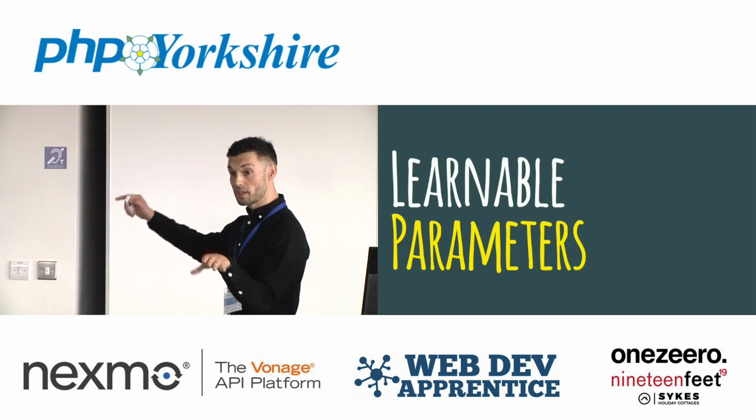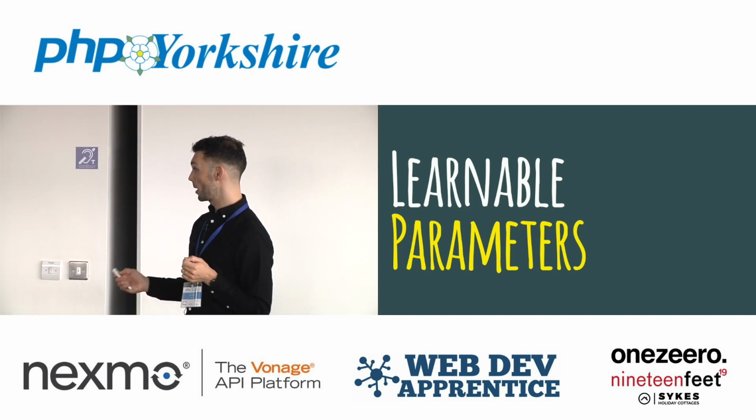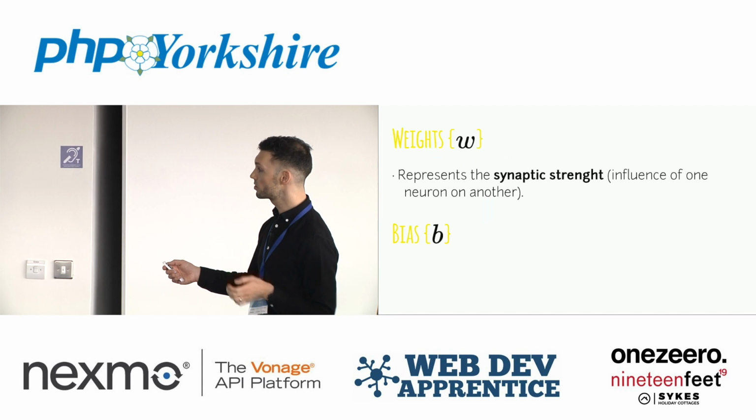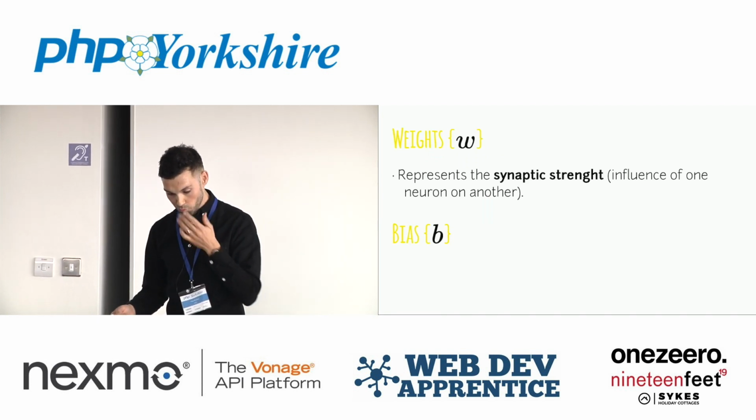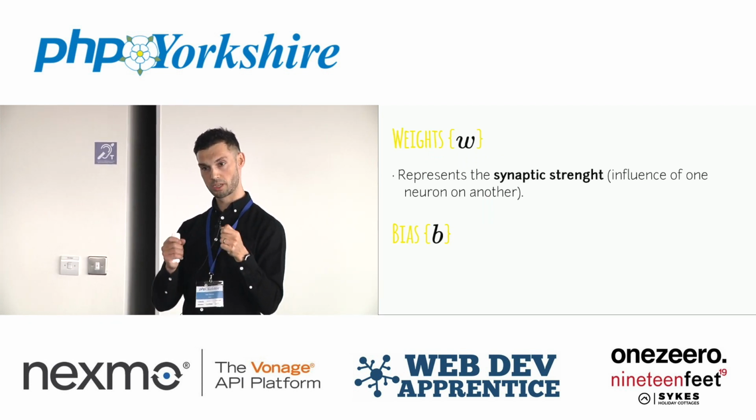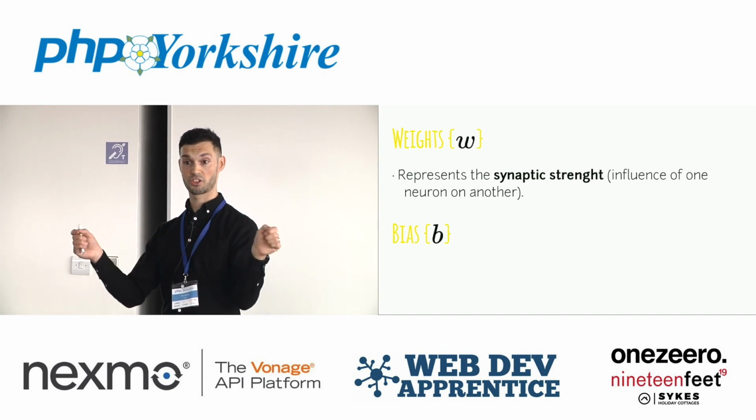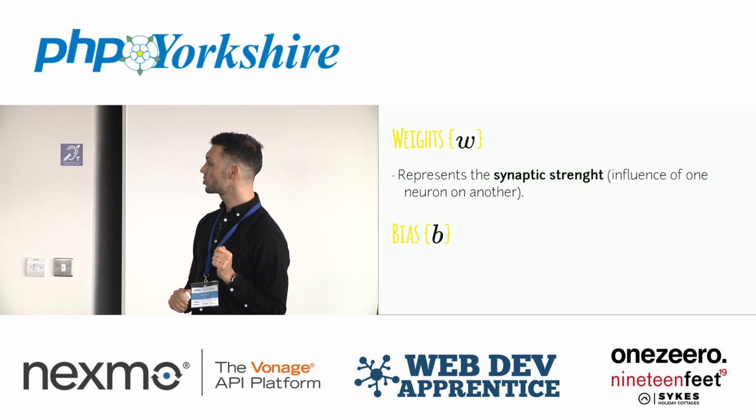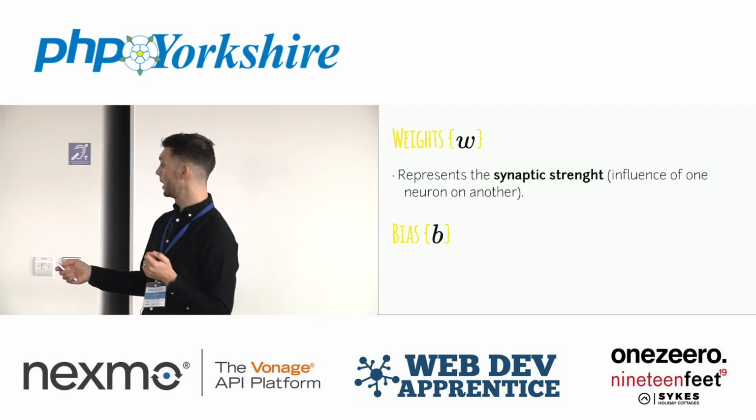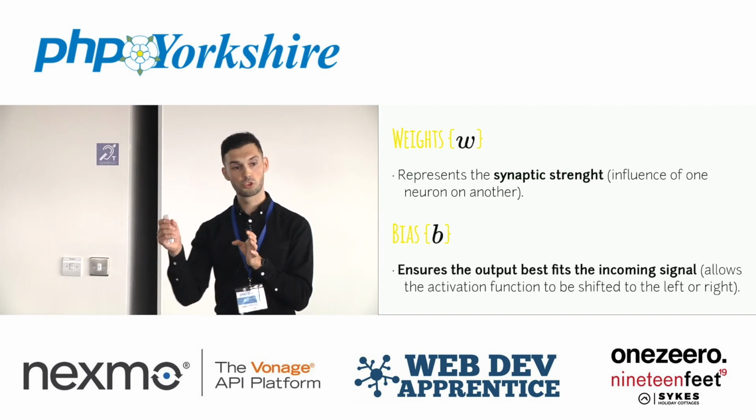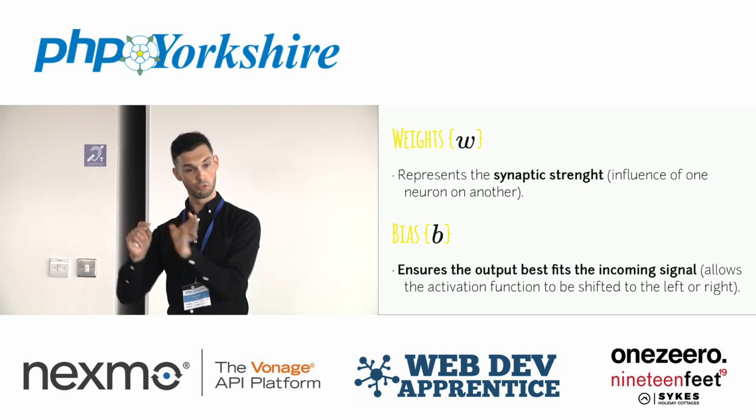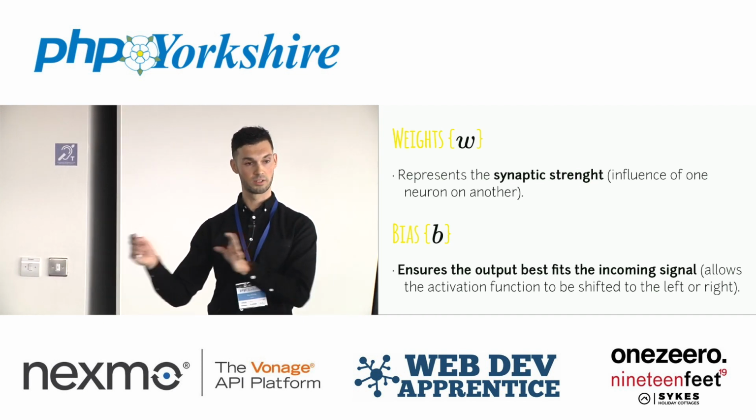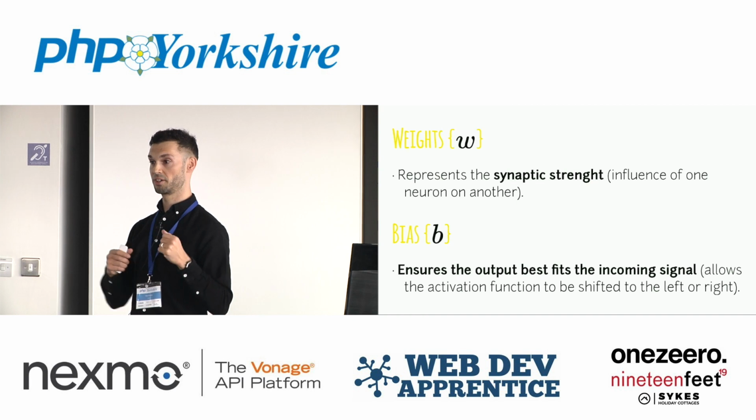So the weight and the bias are the learnable parameters. The weights represent the influence of one neuron on the next one, so the strength of that connection, the synaptic connection. And the bias term is a mathematical term that allows me to shift the output signal from the neuron left or right to better adjust to my desired output.